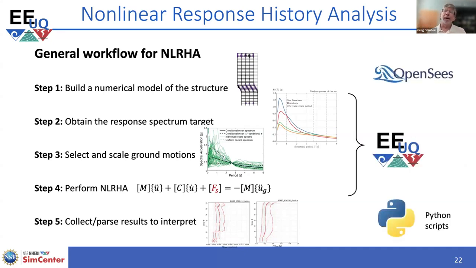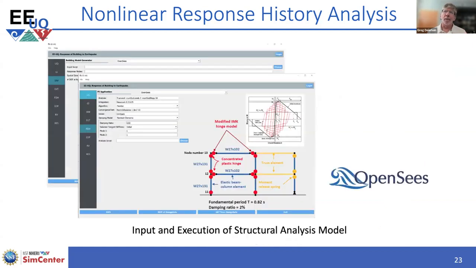But what we're going to do in this example is use OpenSees to create a numerical model. That's the main focus of my course. Then we're using EE-UQ to facilitate getting the response spectrum targets, selecting and scaling ground motions, and running the analyses. Then we provide the students with a set of Python scripts to collect and parse the results. I built this into essentially a homework problem. Students have one class on this, then they go home and work on it as a week-long homework.